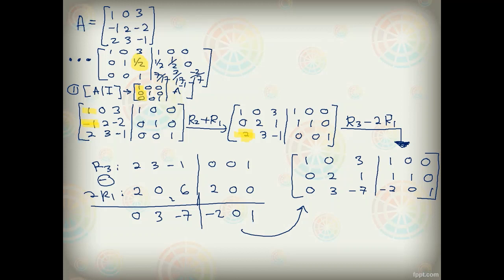Next, we haven't finished yet. We must reduce the next element. Remember, after we're done with the first column, we go to the second column, reducing this to 1. Now our aim is this, reduce it to 1. How do we reduce this to 1?